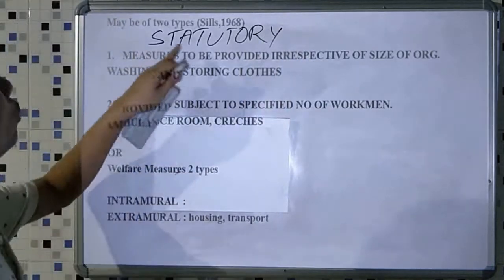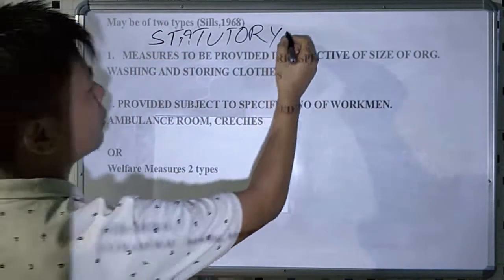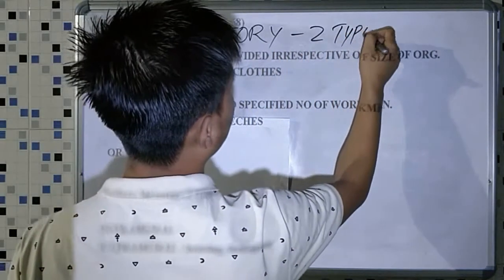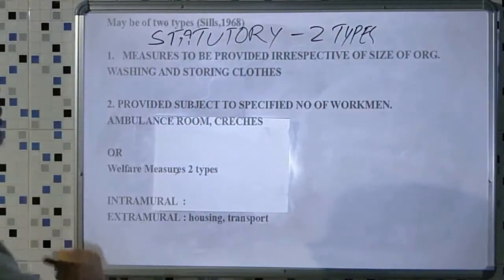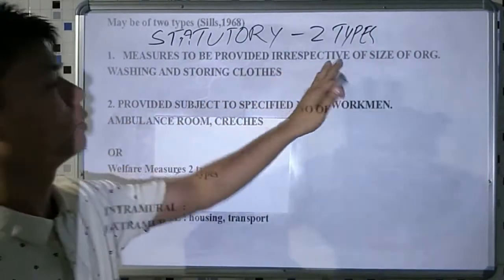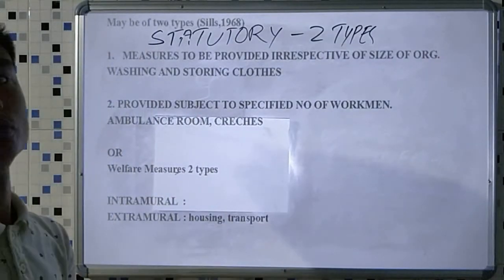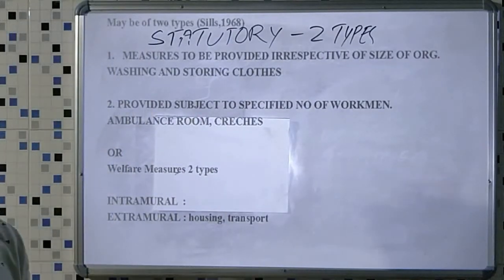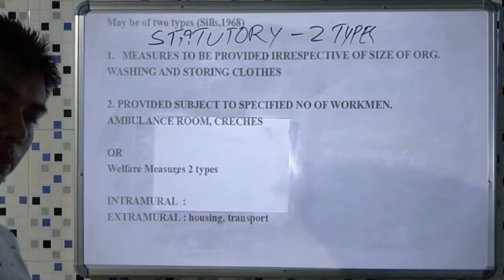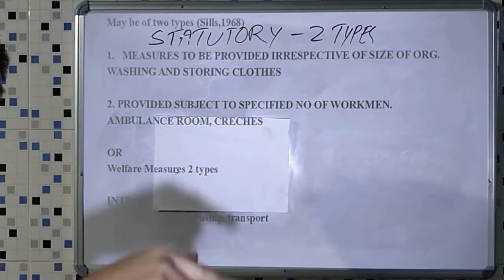Two types. So what are they? Measures to be provided. Statutory means what? They have to provide. Yes or no? They have to, irrespective of my will. I may not want to provide, but I have to. The act says, the law says you have to.